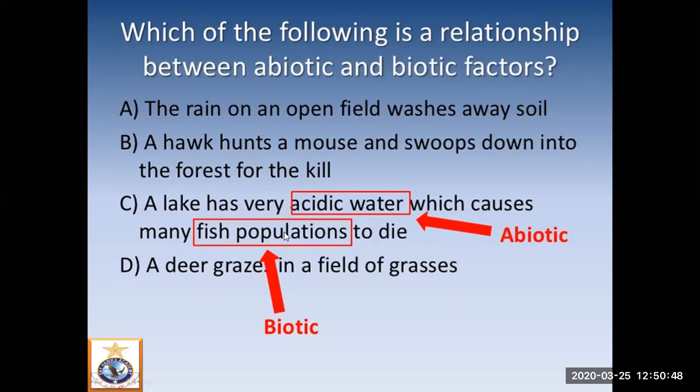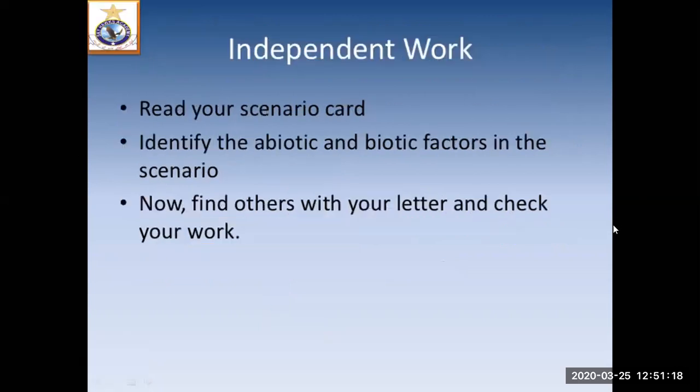So fish is biotic, and acidic water is abiotic. So these are the combinations of these two. And this will complement the system for the survival of its inhabitants, its population. And we can talk about the sample. The duck in the last slide was a sampling. Now let's see the next one.